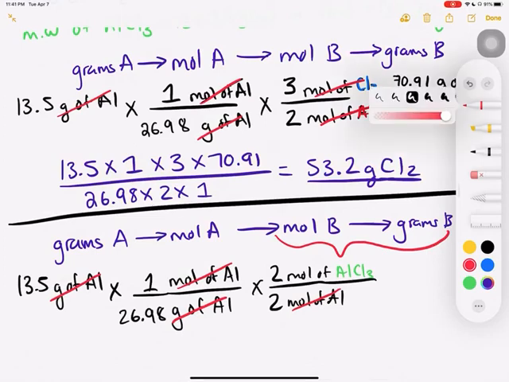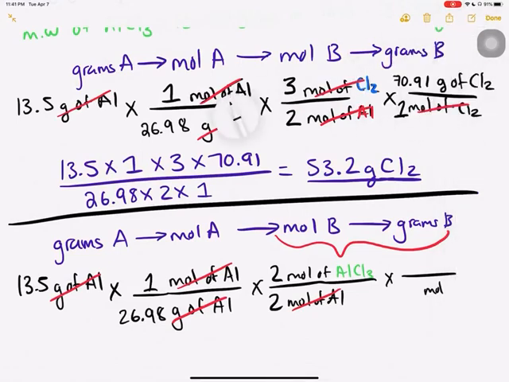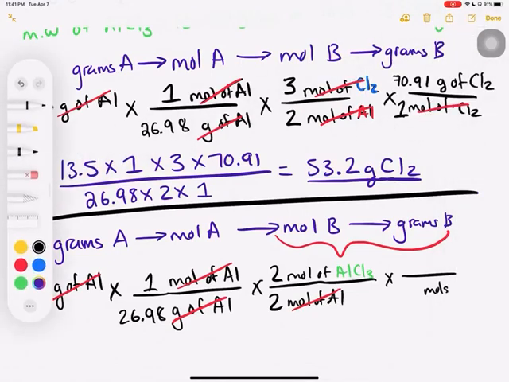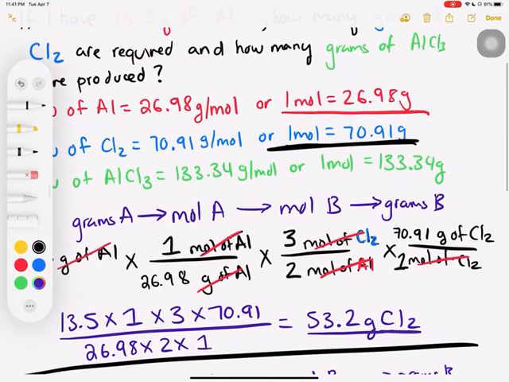So from moles of aluminum trichloride, which is moles of B, we are converting to grams of aluminum trichloride. What is my relationship between moles of aluminum trichloride and grams of aluminum trichloride? Again, I'm going to scroll up a little bit, and there's my molecular weight. This is the number that I need.